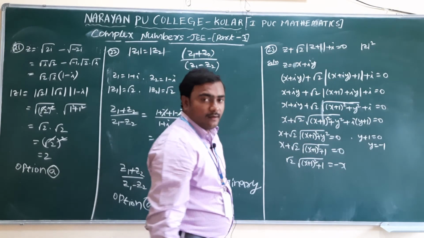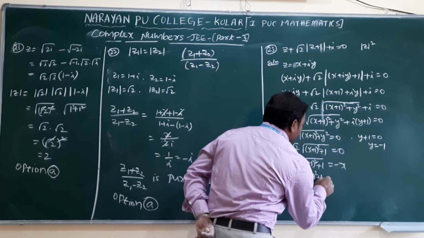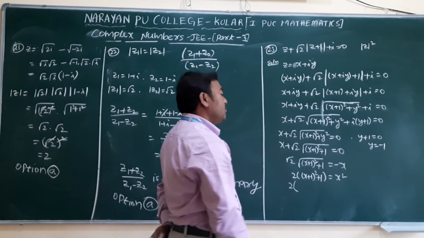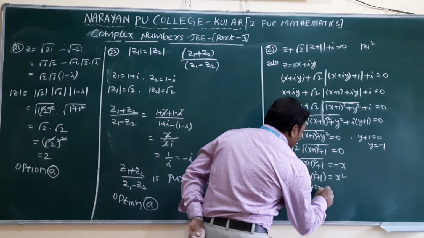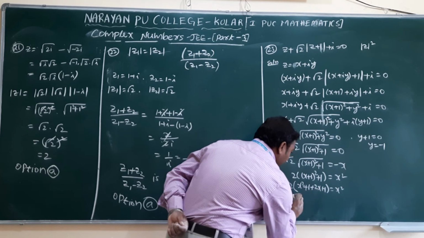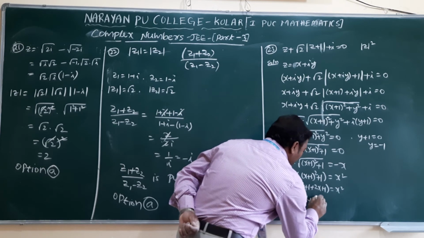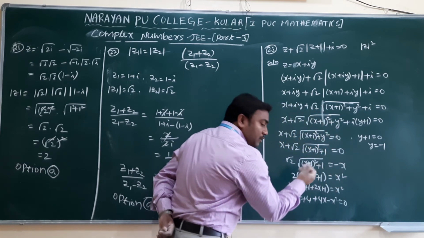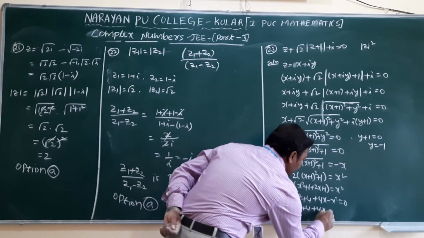Squaring on both sides, what do we get? 2 into (x plus 1) whole square plus 1 is equal to x square. Using the (a plus b) whole square formula, 2 into x square plus 1 plus 2x, plus 1 is equal to x square. Multiplying here, 2x square, 1 plus 1 is 2, we get 4 plus 4x. Taking this side, minus x square is equal to 0, 2x square minus x square, so x square plus 4 plus 4x is equal to 0.